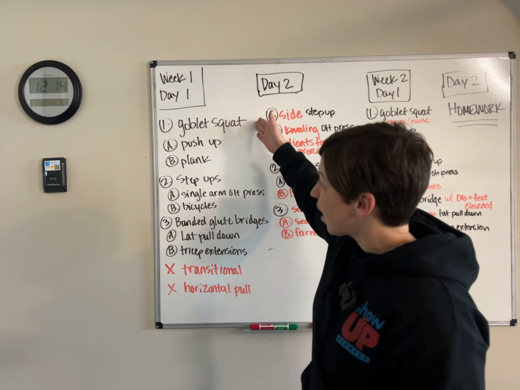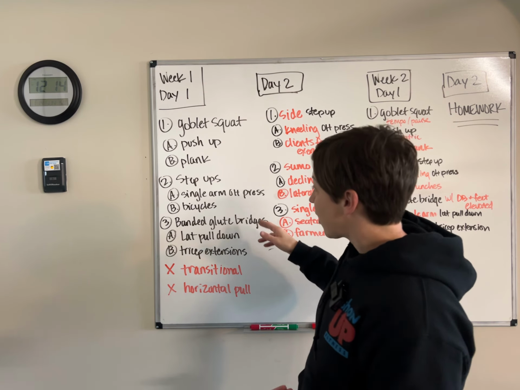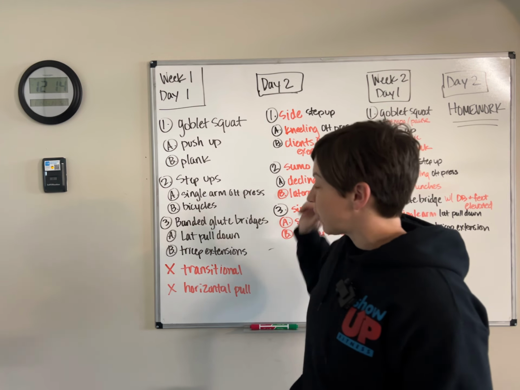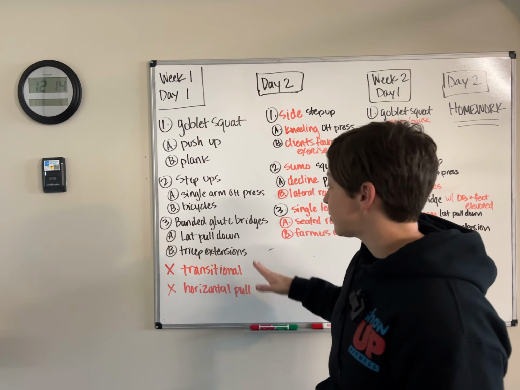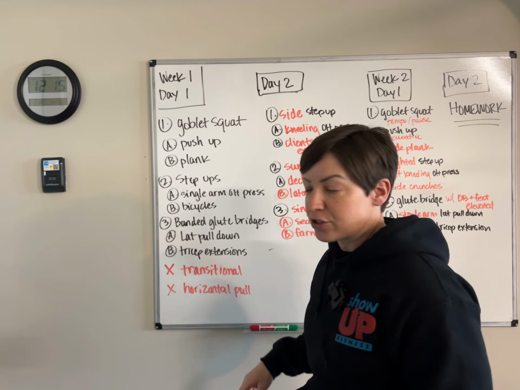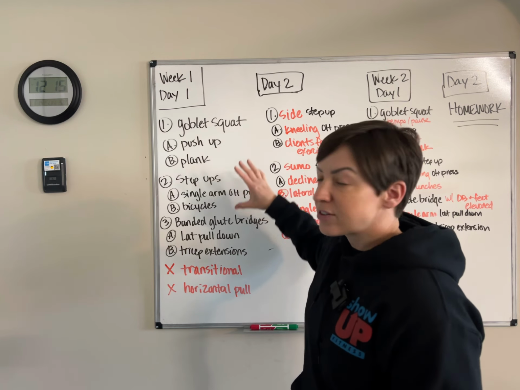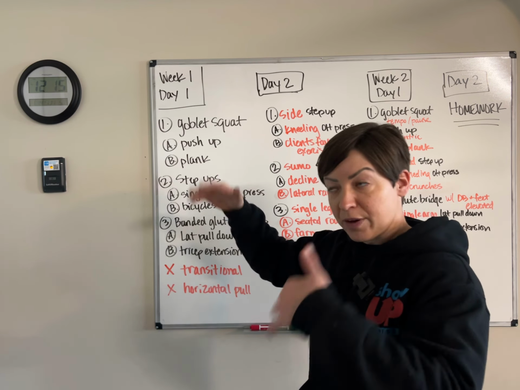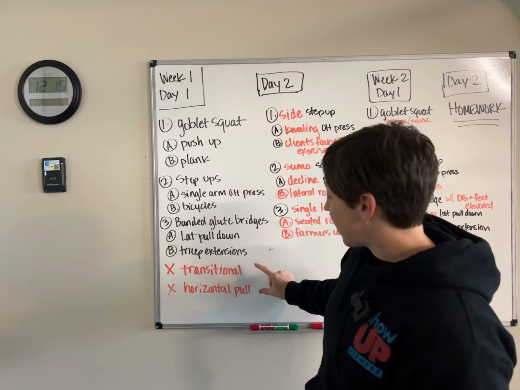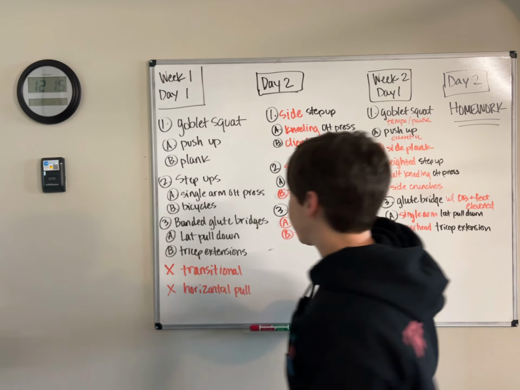So the goblet squat goes into the horizontal push-up into planks. Step-ups is our unilateral. Single arm overhead press is our vertical push into bicycles. Banded glute bridge for our hinge, lat pull-downs for our vertical pull, and then tricep extensions for our accessory. If you know anything about the CCA, you know we hit 6 of the core patterns in each workout, and then we had 2 left over here. We didn't hit the transitional and we didn't hit the horizontal pull, all right?